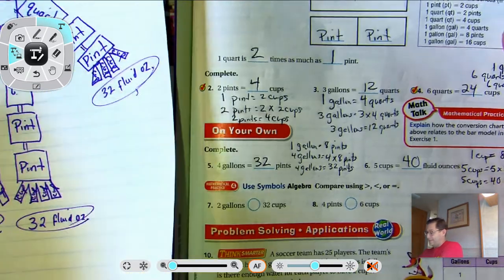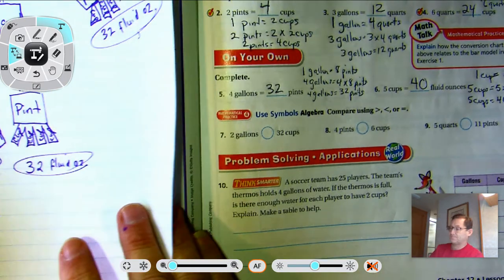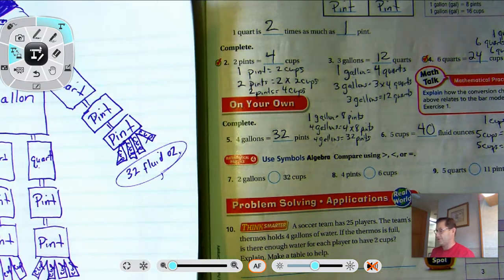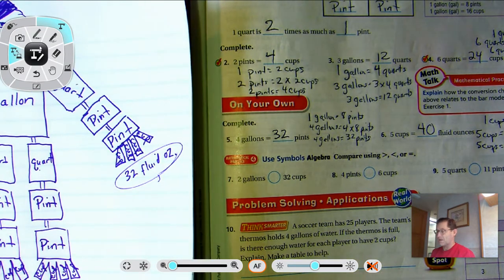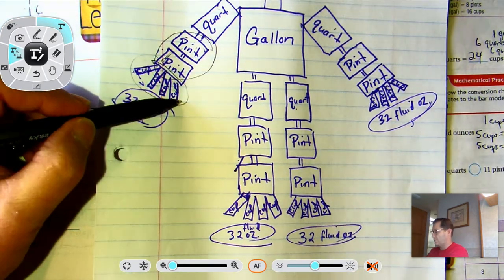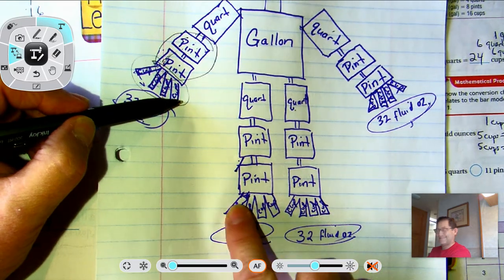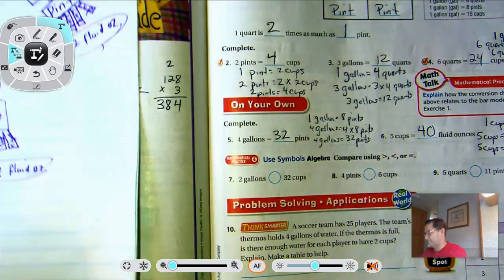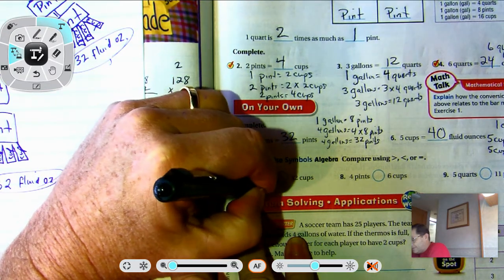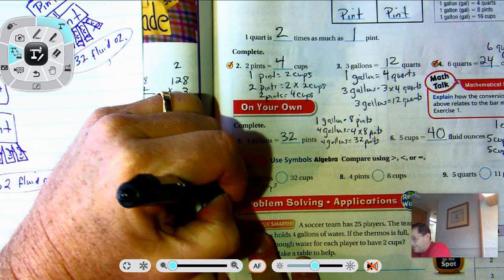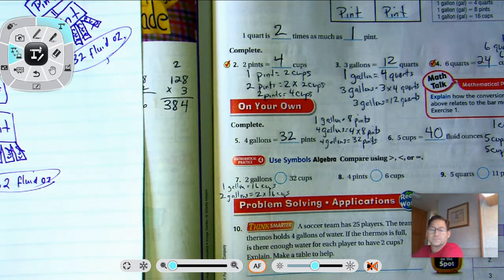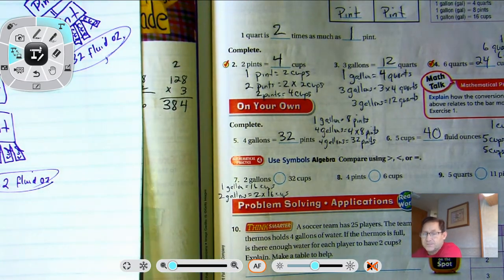Number 7, 2 gallons compared to 32 cups. Well, how many cups are in 1 gallon? Well, there's 4, 8, 12, 16 cups in a gallon. So 1 gallon equals 16 cups. So 2 gallons is 2 times 16. 2 times 16, that's 32.